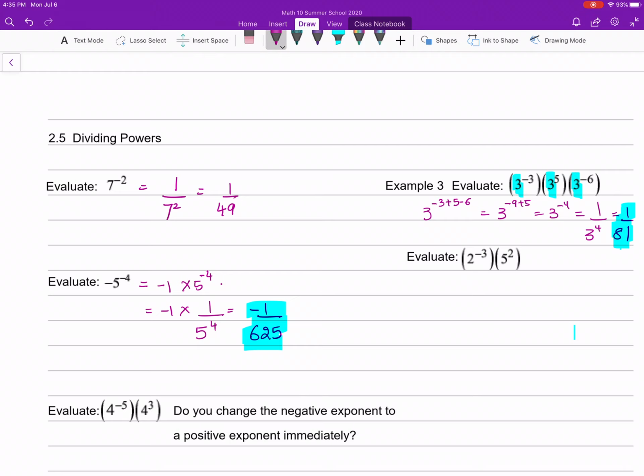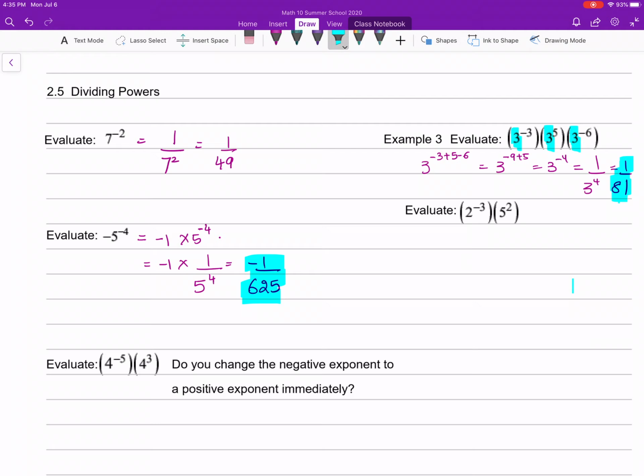Let's work out the next one. I don't have the same bases in this one. Therefore, I cannot add or subtract the exponents. So I'm going to simplify it. But first, I'm going to make this negative exponent positive by writing 1 over 2 cube. 5 squared is 25. Now this becomes 1 over 8 multiplied by 25. Since 25 is just a number, to make it a fraction, I'm going to write over 1. And this is 25 over 8. So that's the solution for this expression.